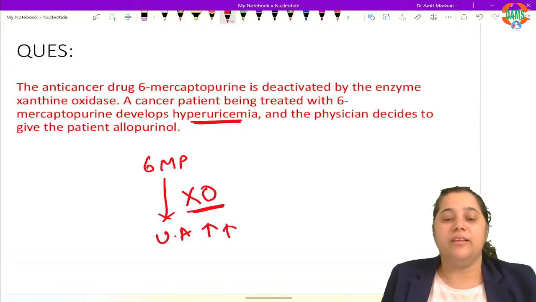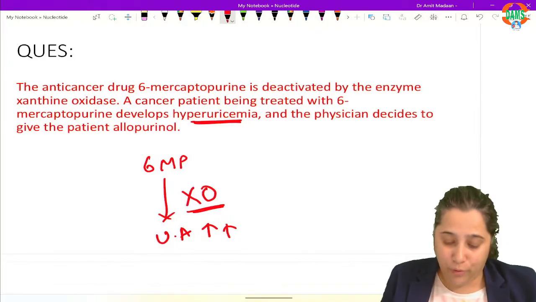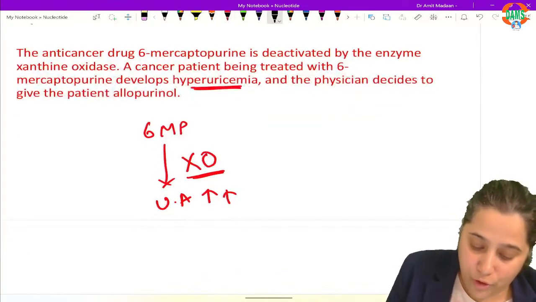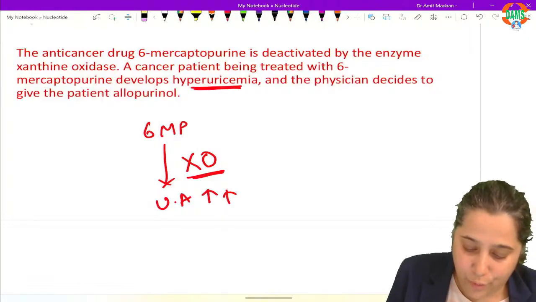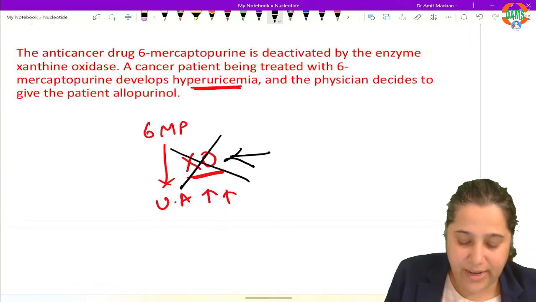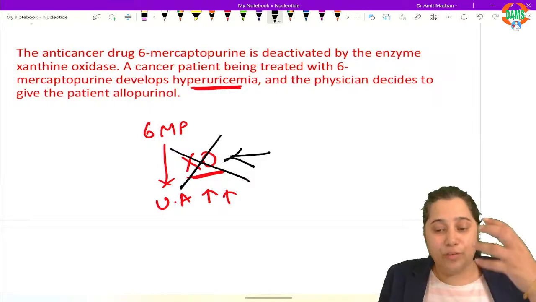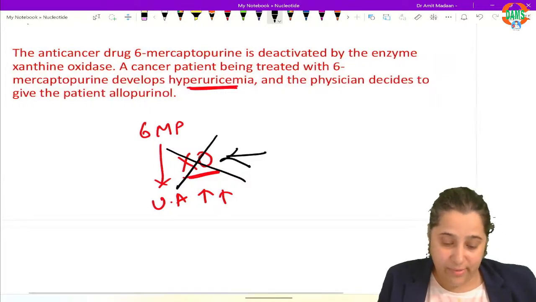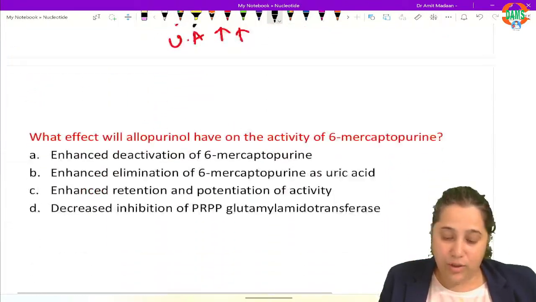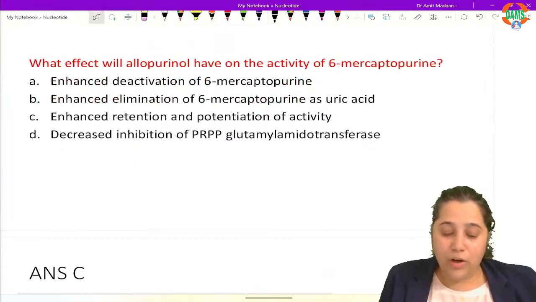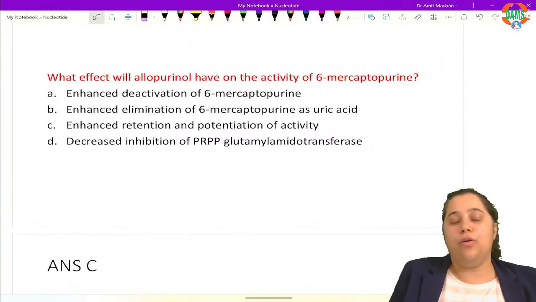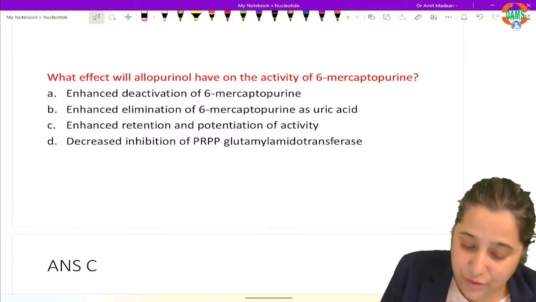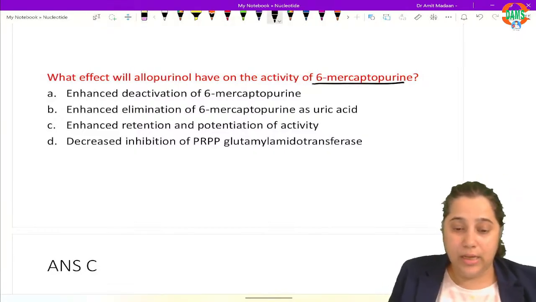The physician decides to give allopurinol. What will allopurinol do? It will bind to xanthine oxidase and inactivate it. This kind of enzyme inhibition is suicide enzyme inhibition. Let's see what the question is asking. What will be the effect of allopurinol on the activity of 6-mercaptopurine?